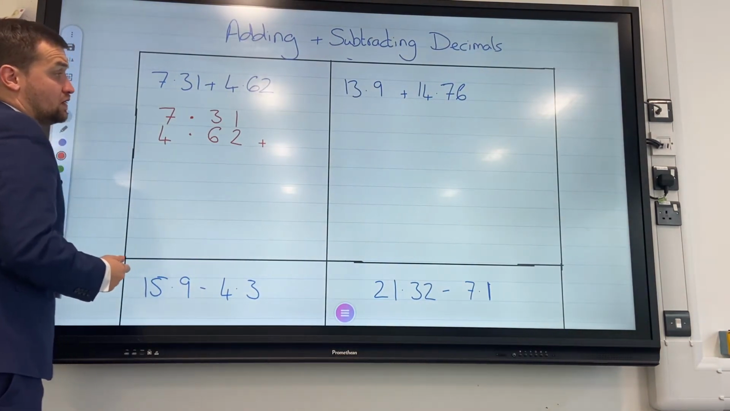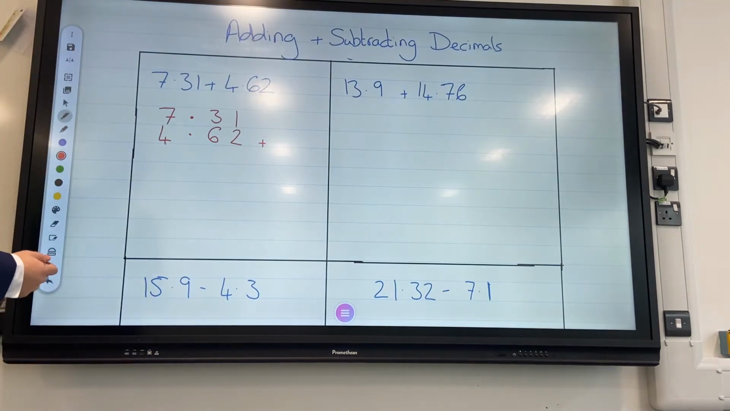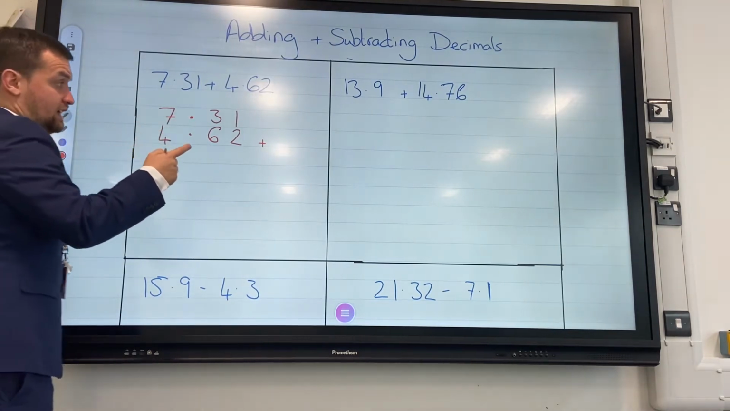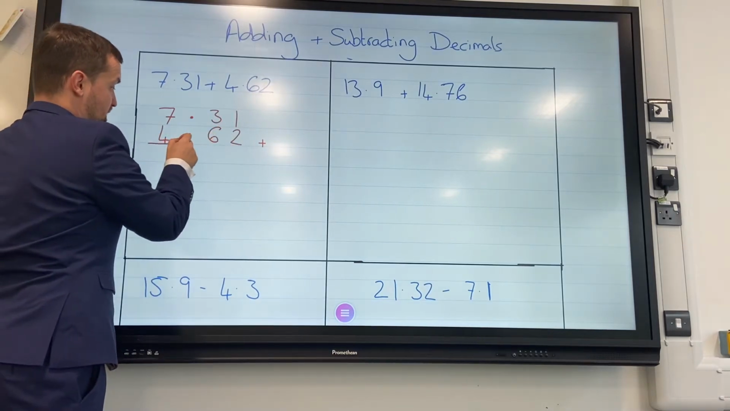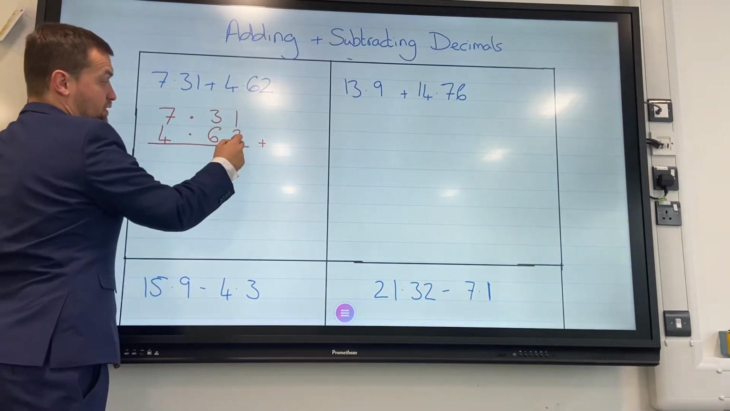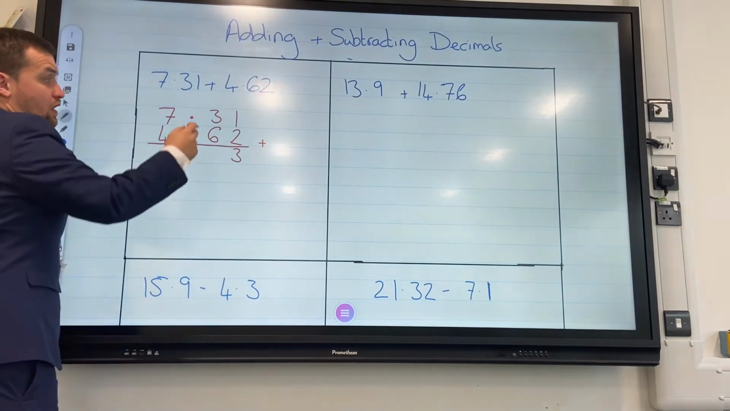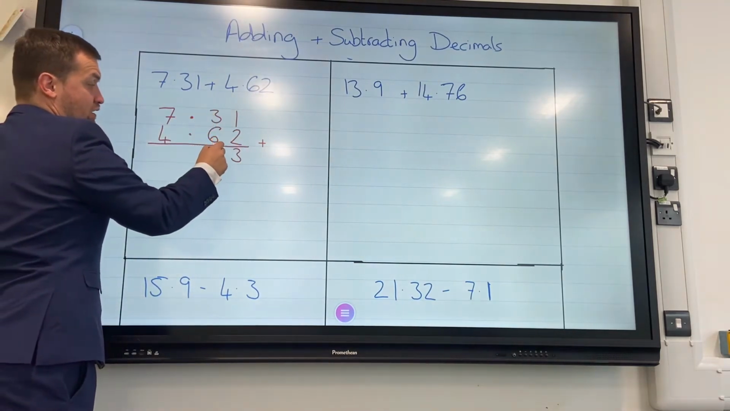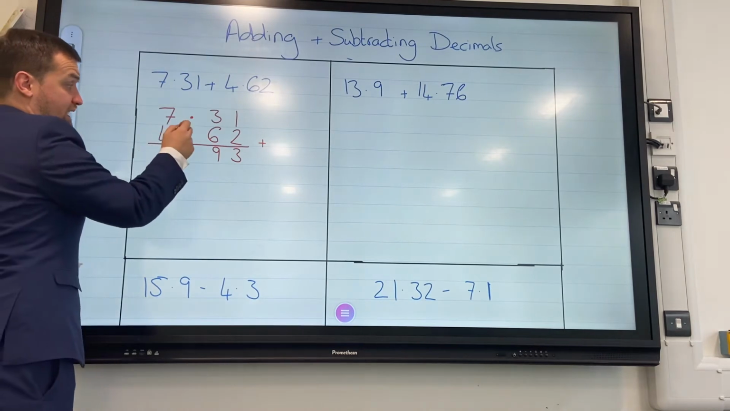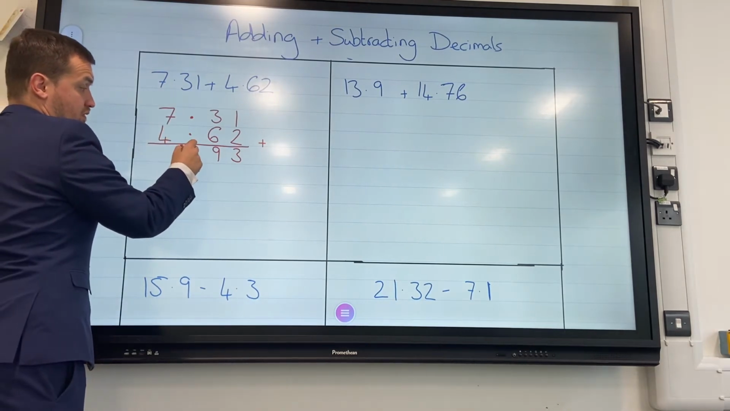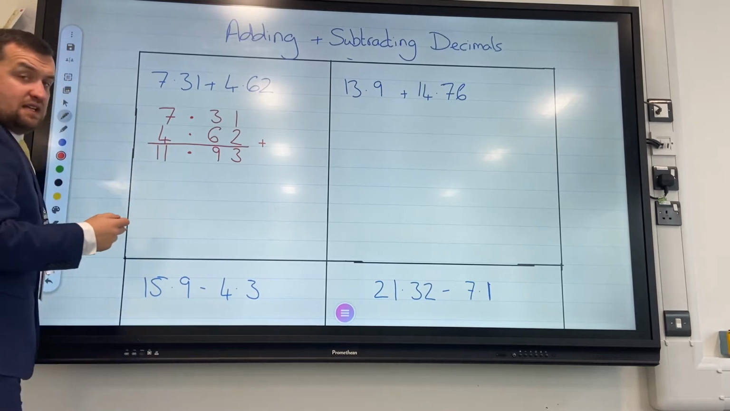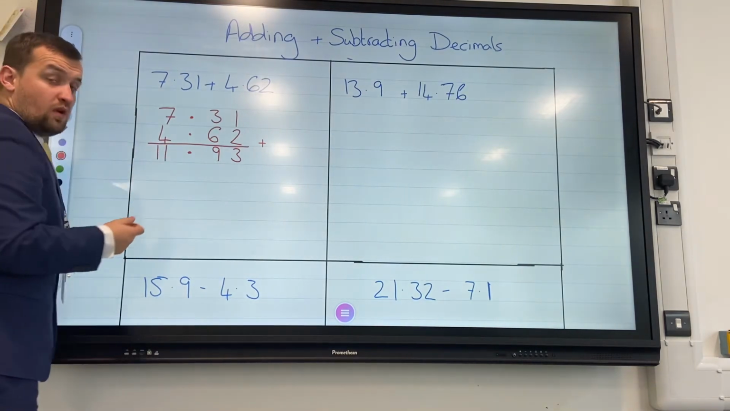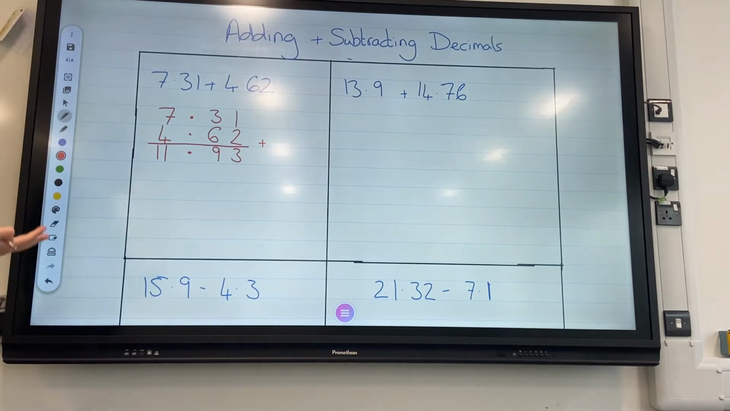Okay, and what we're going to do, I'm going to add from the right. We're always going to do from the right to the left. 1 plus 2. Okay, let me draw this line in here. 1 plus 2 is 3. 3 plus 6 is 9. Key point here, don't forget your decimal point. Okay? And 7 plus 4 is 11. If you forget your decimal point, that would read 1,193, which we know is not correct. So that's what we need to remember on that.